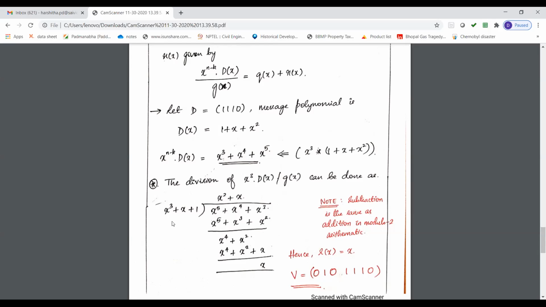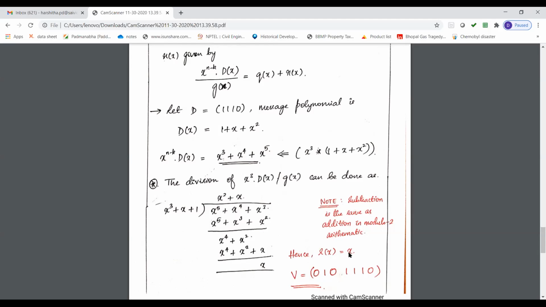And next, here I have x to the power of 4, so I'll have to multiply the divisor with x. So x to the power of 3 into x is x to the power of 4, plus x into x is x to the power of 2, plus 1 into x is x. So these two terms will get cancelled and the remaining term is only x. So this is nothing but the remainder. So the remainder polynomial is r of x equal to x.